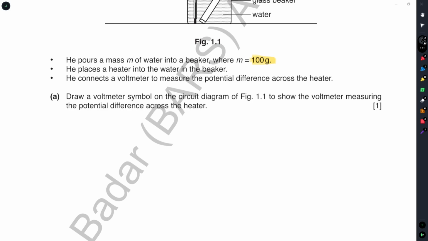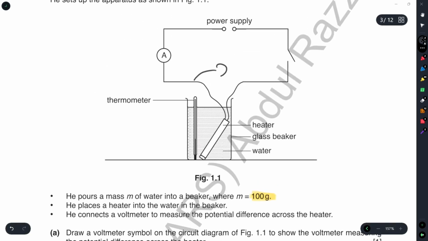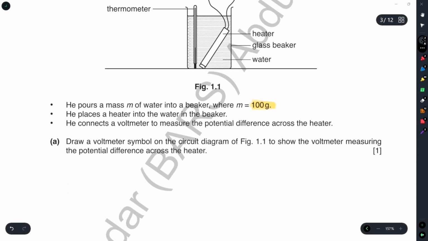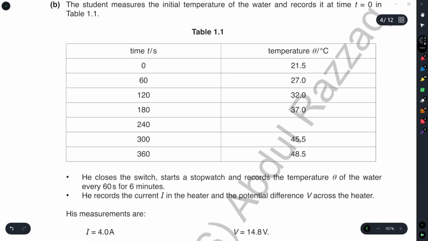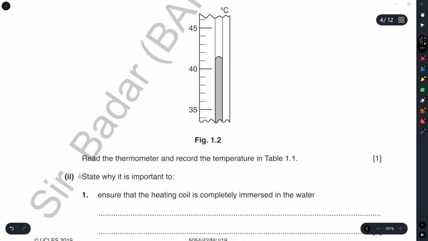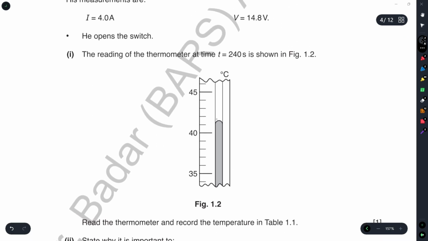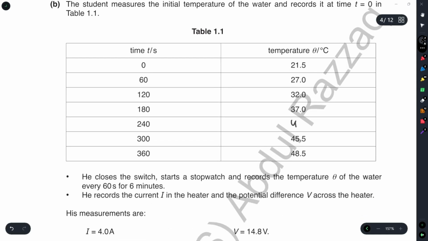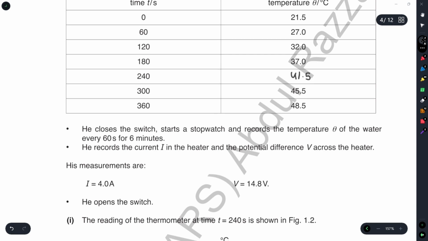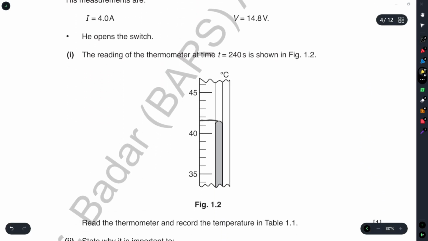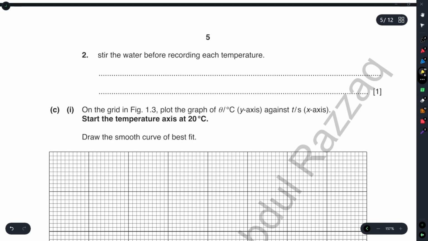Draw a voltmeter symbol on the circuit diagram of figure 1.1 to show the voltmeter. Okay, so it will be connected in parallel, so it's going to be something along these lines. In this way, you can attach the voltmeter in parallel with the heater. Second is the reading on the thermometer at t equals 240 seconds. Read the temperature recorded in table 1.1. So this temperature looks like 41.5, so we write it here: 41.5 degrees Celsius. Okay, current, we have 4 amperes of current, we have 14.8 volts of potential difference.